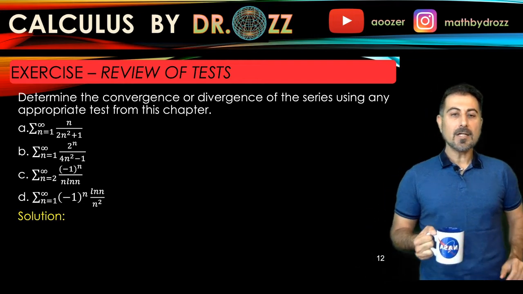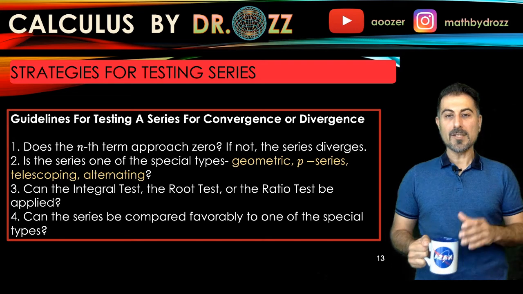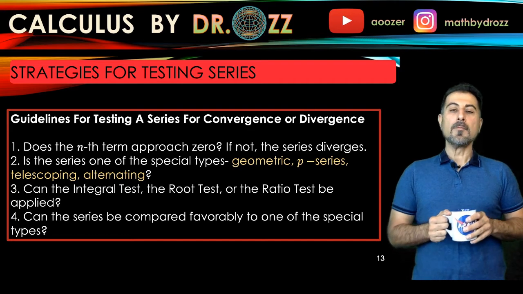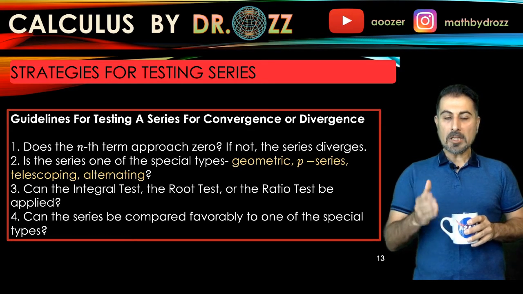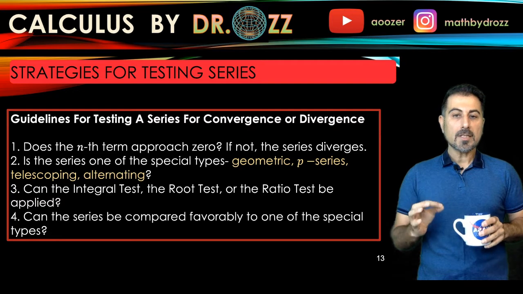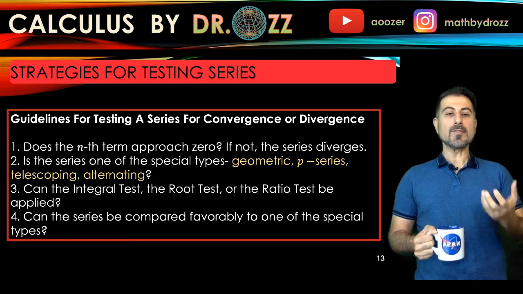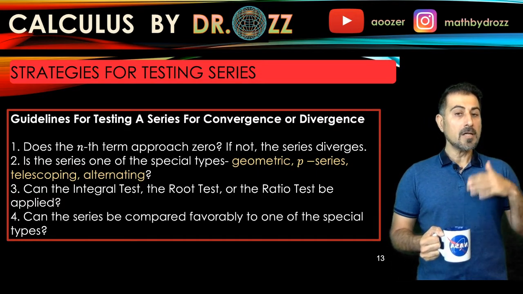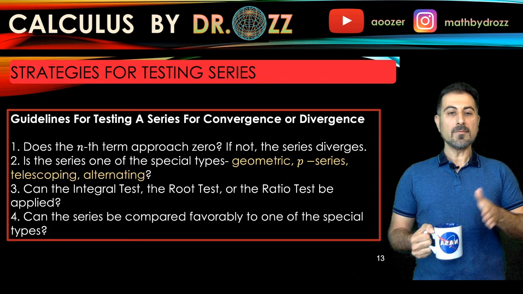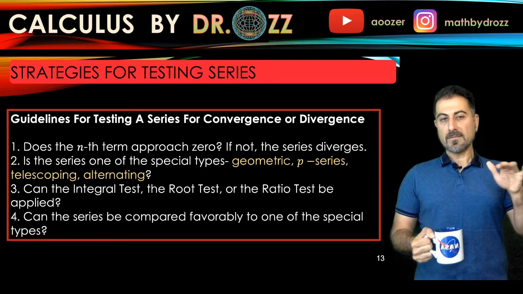So we have a set of guidelines. Let me just explain what those are to you. I will also mention the items in the video. You will hear me talking about this a lot, but I want to have a quick run through first. The very first thing to check is whether the n-th term approaches zero or not. If the n-th term a_n does not approach zero as n approaches infinity, then the series diverges. You're done, you can go home. So this is the very first thing to check.